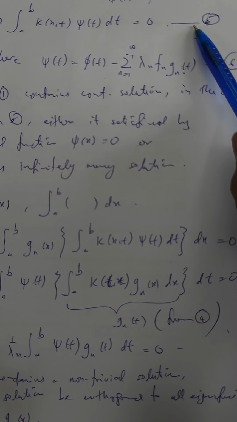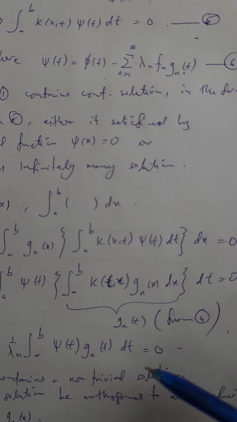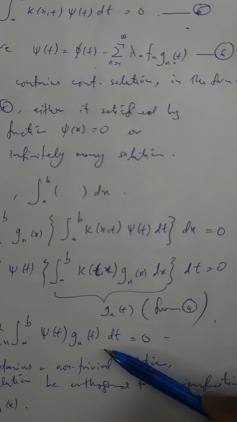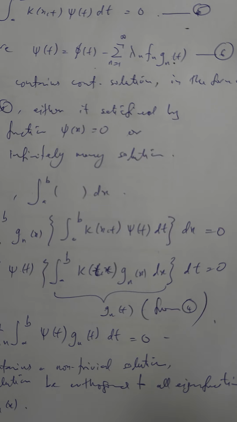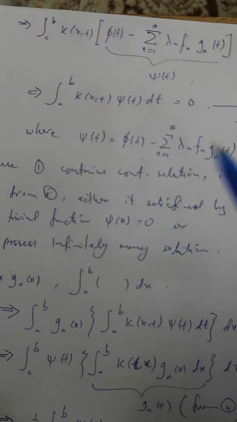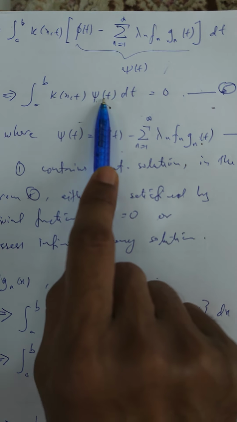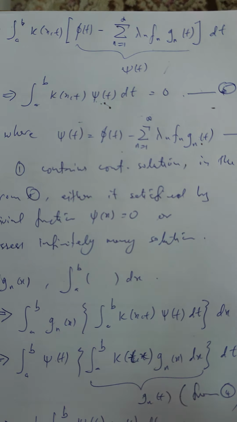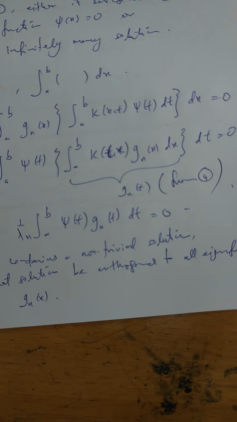Okay, so let me repeat those phrases. If 5 contains a non-trivial solution, then that solution must be orthogonal to the eigenfunction g n. So this equation here shows that the solution is orthogonal. Because phi is unknown, if you can solve this, it means you can find what phi is. And this phi satisfies the orthogonality between phi and g.